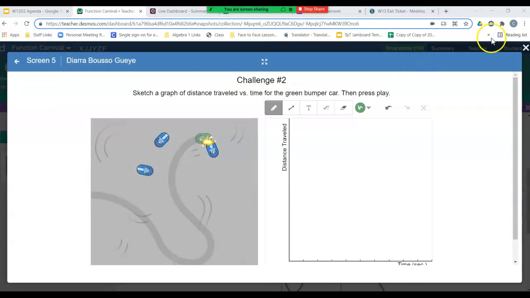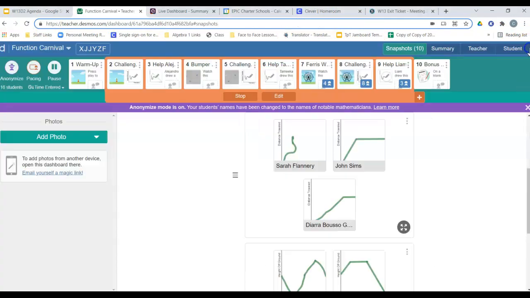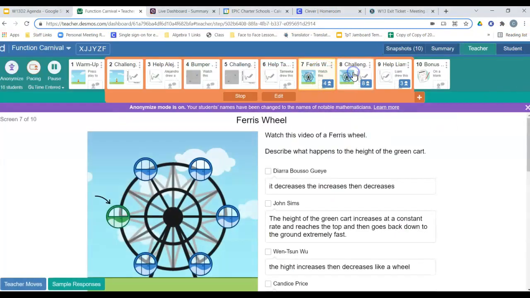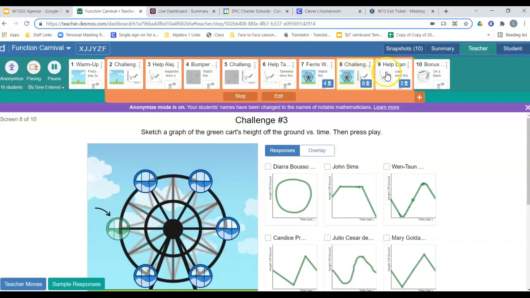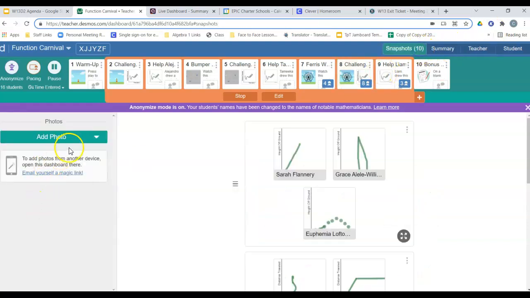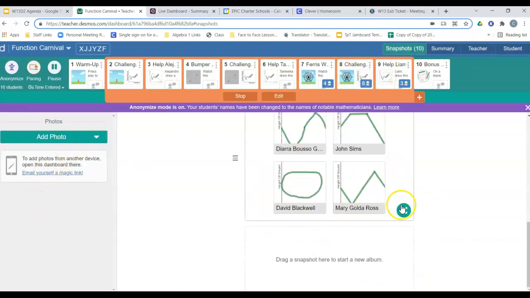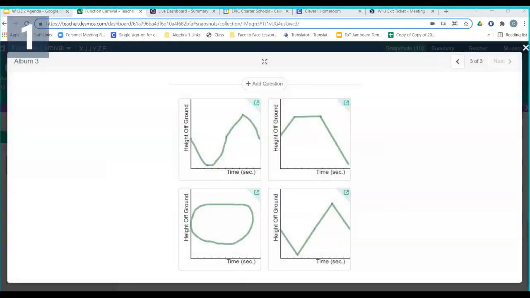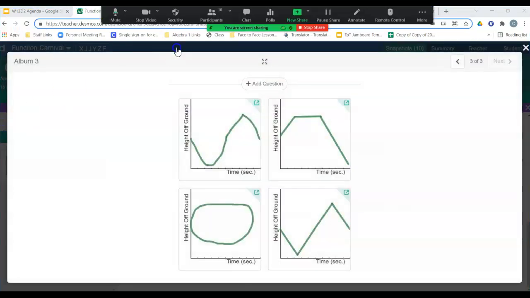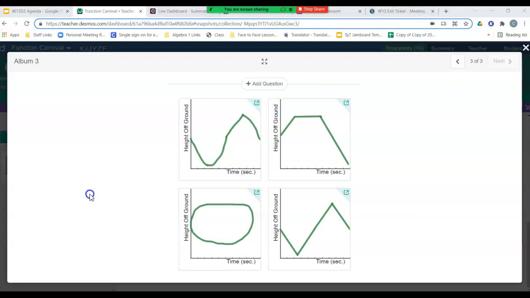All right, I'm going to stop sharing for a second. Let's look at the Ferris wheel one. So here are different responses that I got to the Ferris wheel problem. So this is the classic, okay, I'm going to draw a Ferris wheel on this graph. But it's the height off the ground over time.